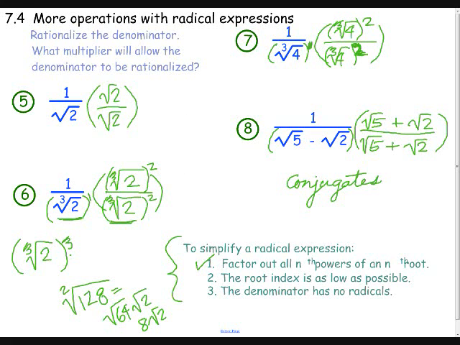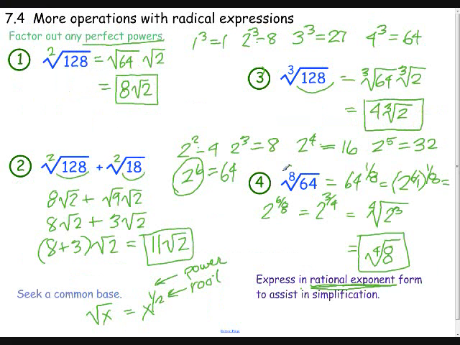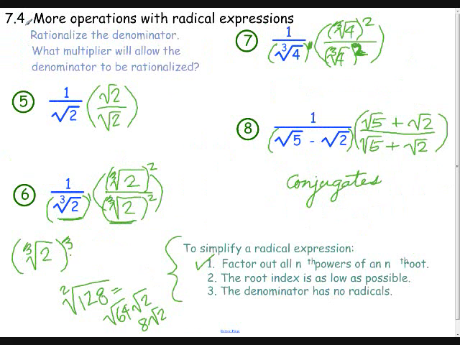I'm going to go back a page here to look at an example we had of that. This root index right here was 8. That was not as low as we could possibly get. And number 4, 4 would be as low as we could possibly get. And the denominator has no radicals. Remember, when you're faced with a binomial and you're trying to rationalize the denominator, you better use conjugates. Otherwise, you'll end up with a middle term that has radicals in it.